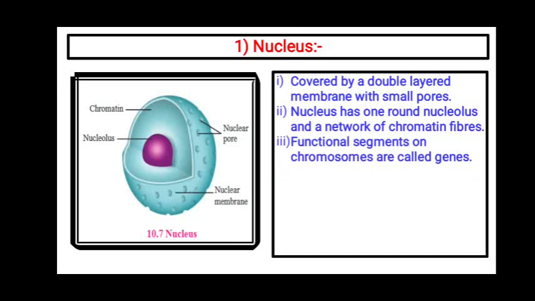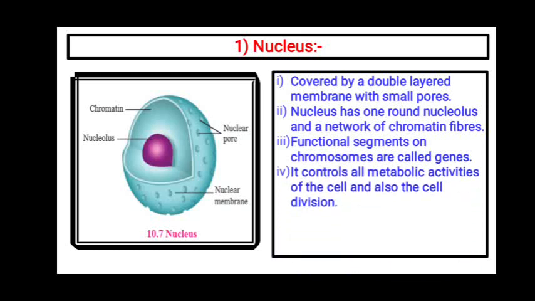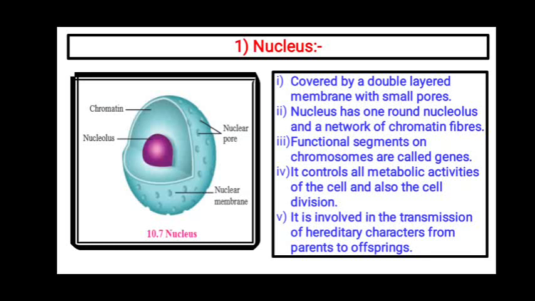The functional segments on chromosomes are called as genes. The functions of nucleus: it controls all the metabolic activities of the cell and it also helps in the cell division process. It is involved in the transmission of hereditary characters from parents to offsprings.